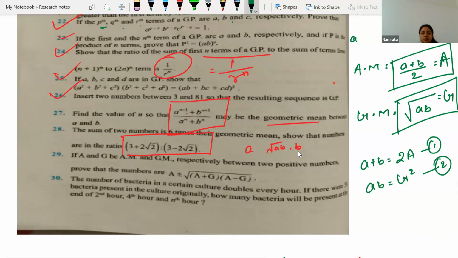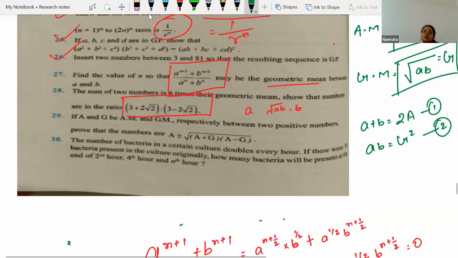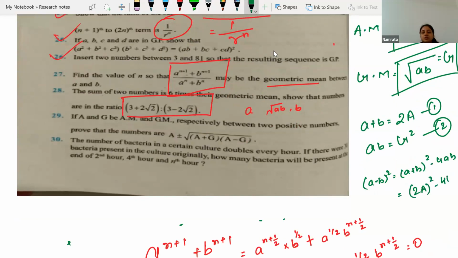Yes, ma'am. Now again we are going to use the same formula, that is (a minus b) whole square equals (a plus b) whole square minus 4ab. Okay, a plus b is 2A, whole square, minus 4ab means 4 into G square. So we will have 4A square minus 4G square. Is it clear so far?